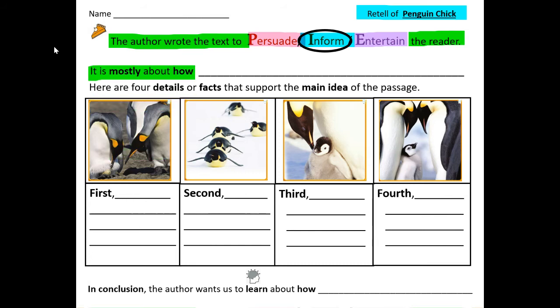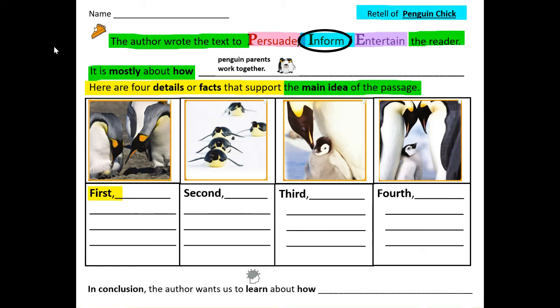So here's our main idea. What is Penguin Chick mostly about? The main idea. It's mostly about how penguin parents work together. So now we're going to slow down, and here are 4 details or facts that support the main idea of the passage. First, look closely at the picture.